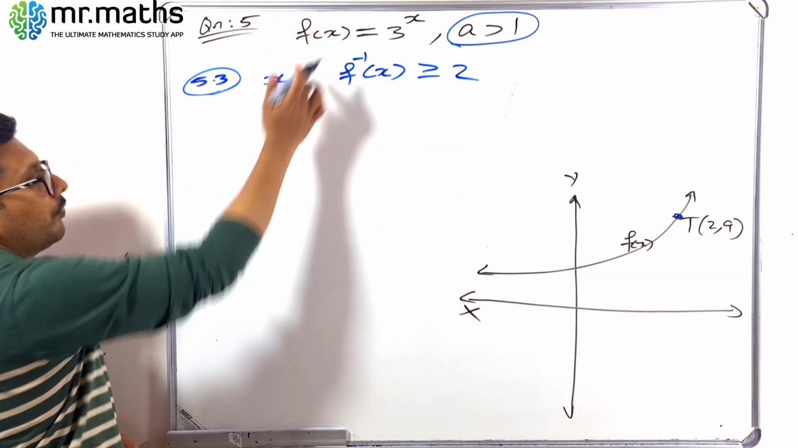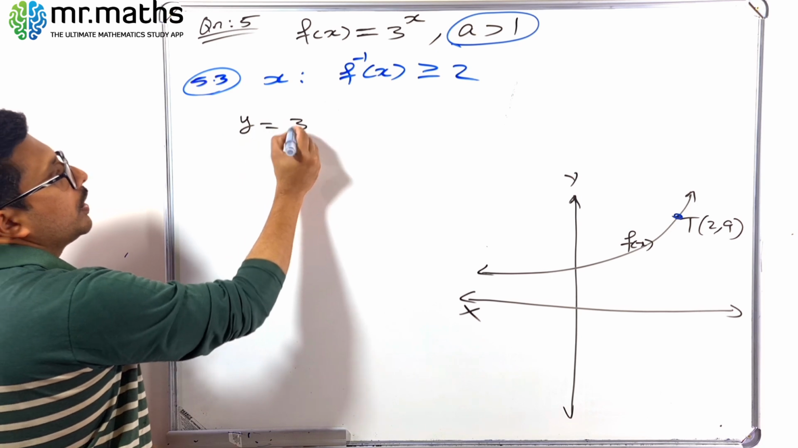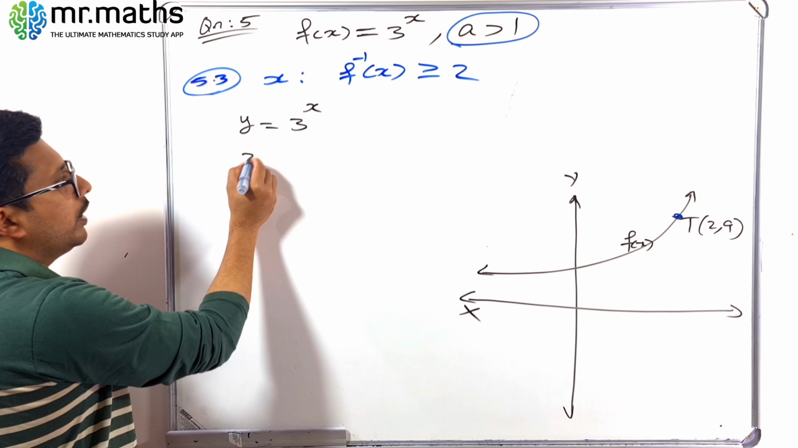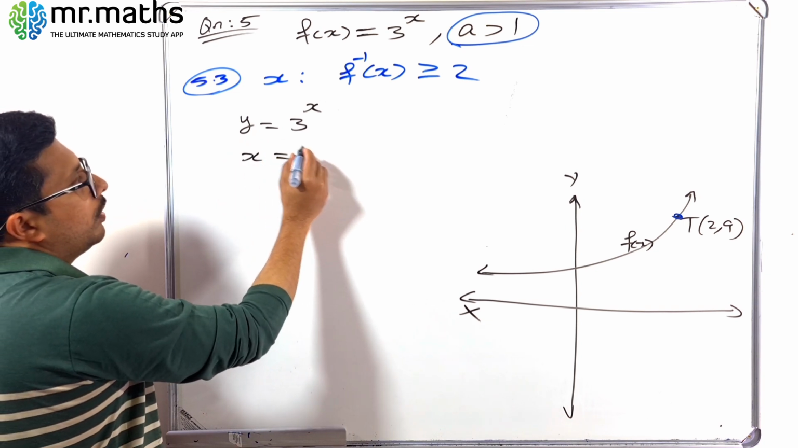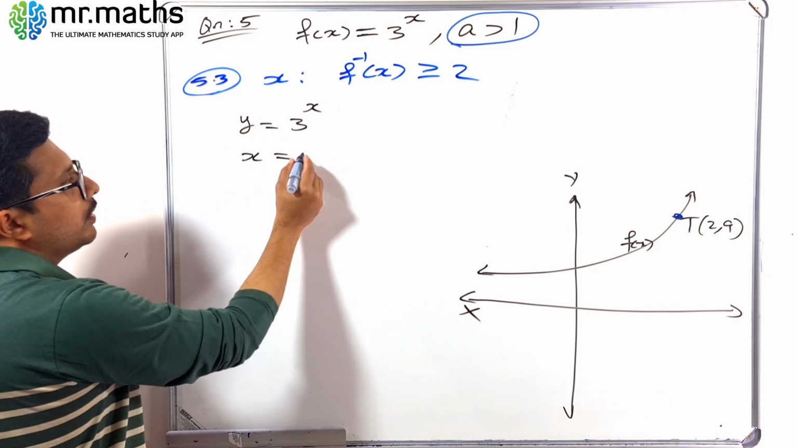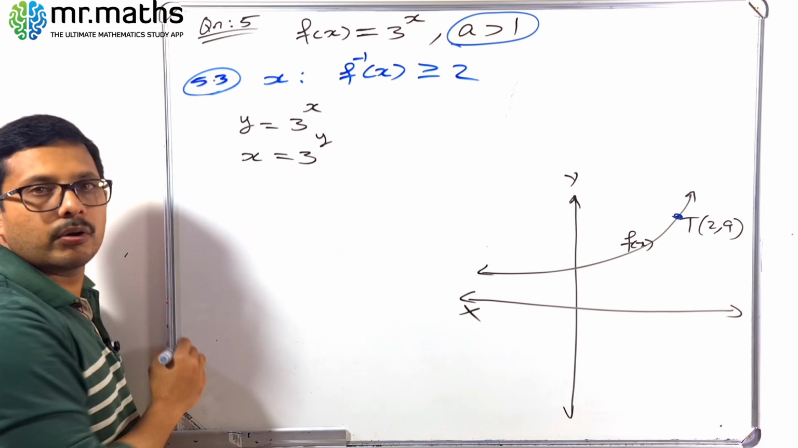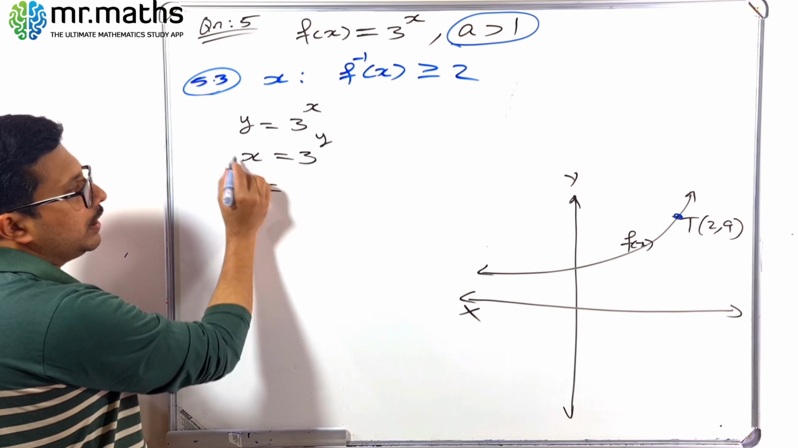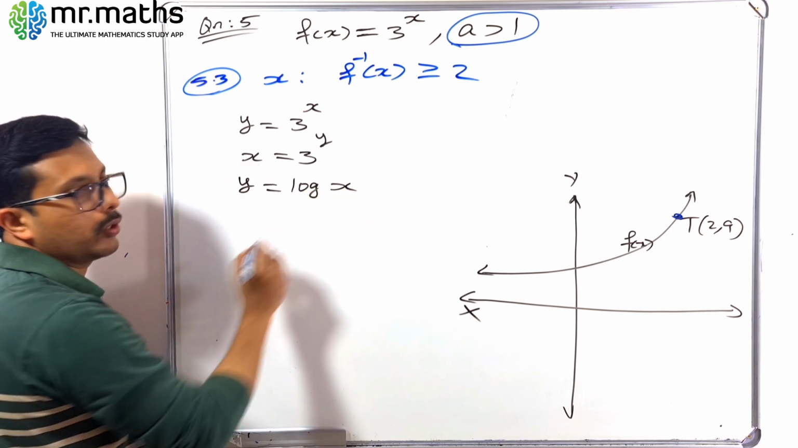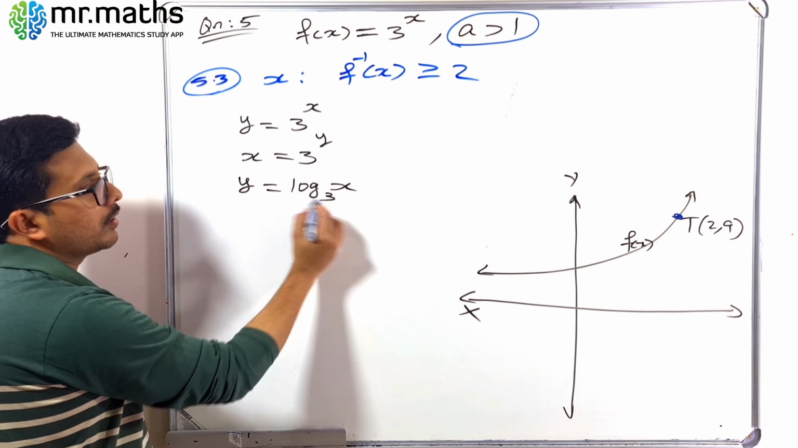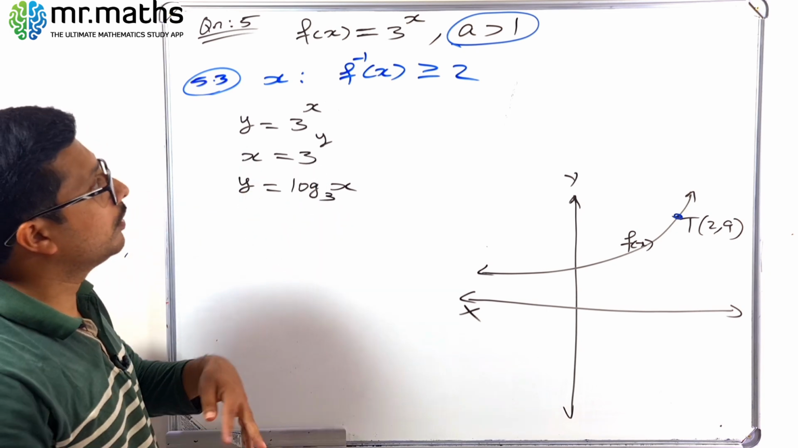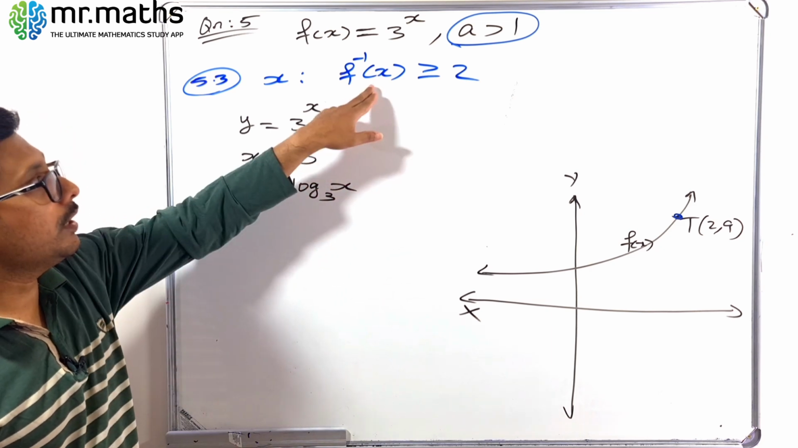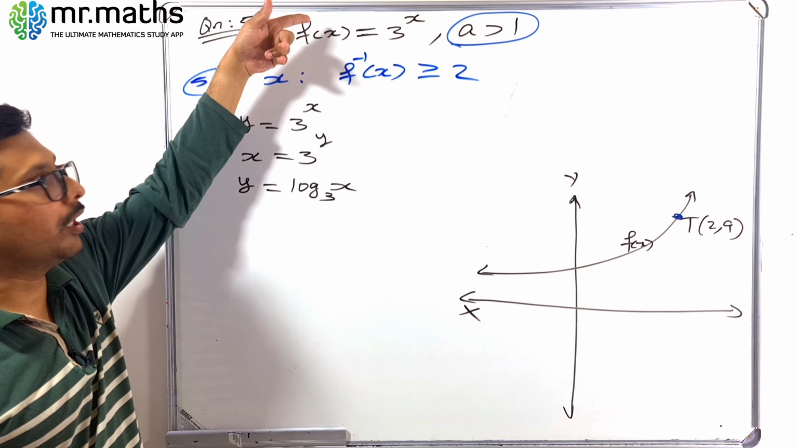How can you find it? f of x is equal to y is equal to 3 raised to x. How can you find f inverse of x? You swap x and y. So x is equal to 3 raised to y. Now how can you write this in terms of y? y is equal to log of x to the base 3. You have to know the logarithmic rule. This is f inverse of x.